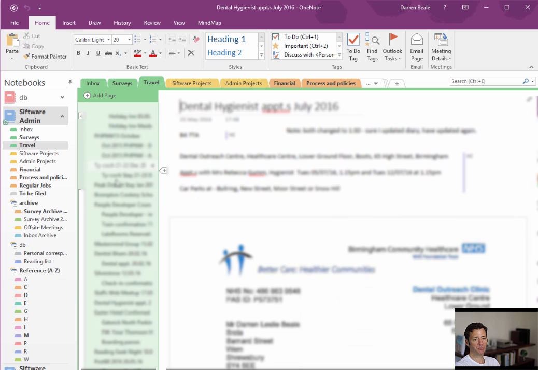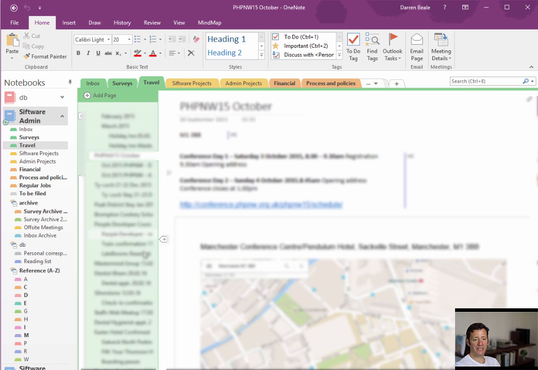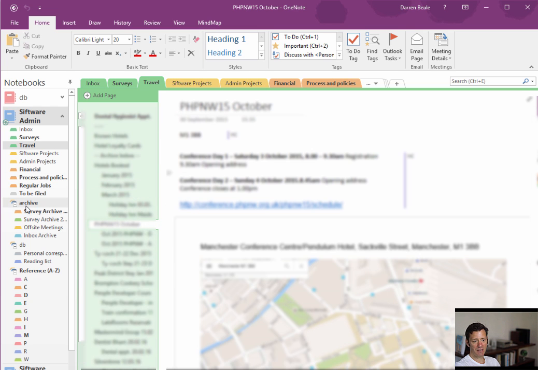I have travel. She books my travel arrangements. These are all places I've been or I'm going to go to. Now you'll notice that anything in bold here just indicates that she's updated it. You can see her initials here.